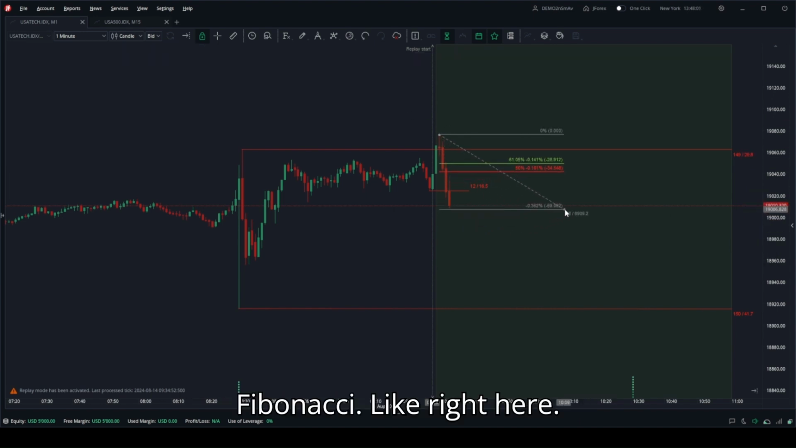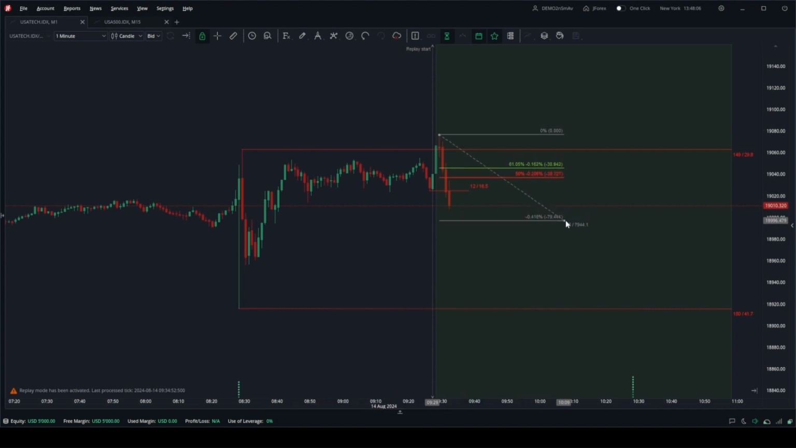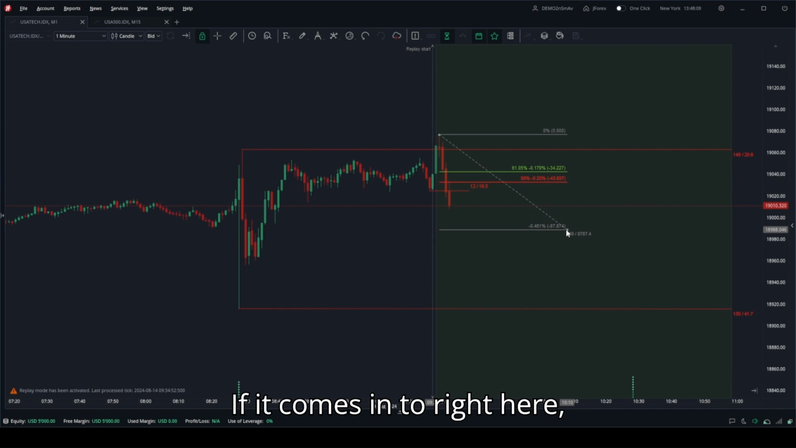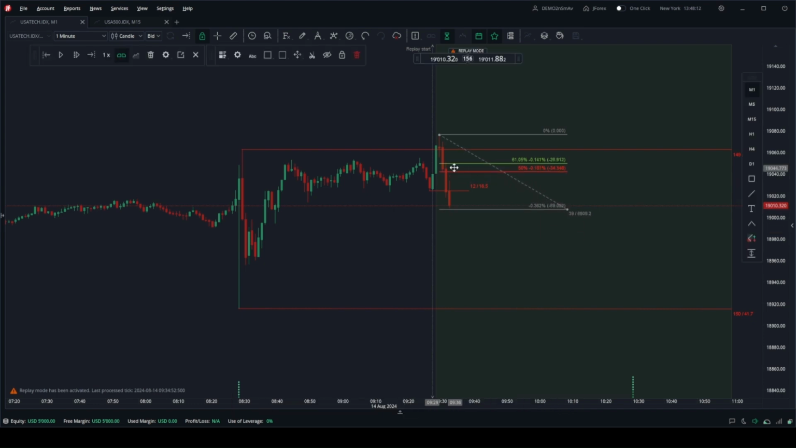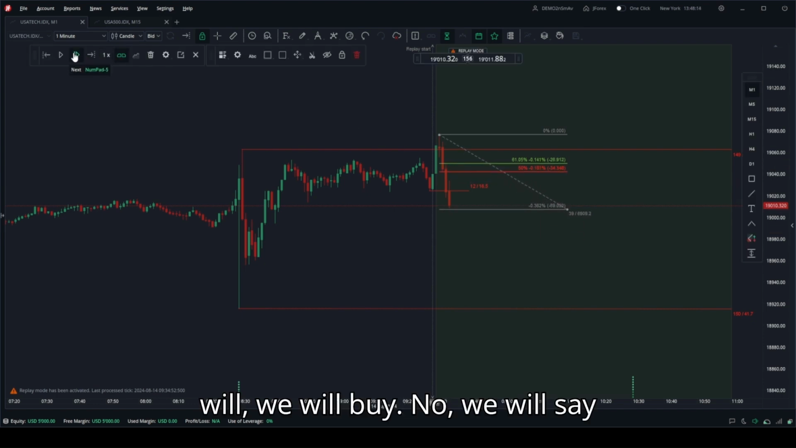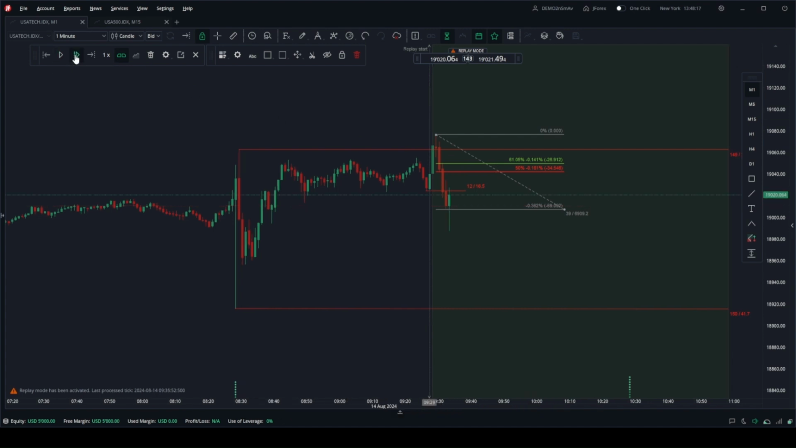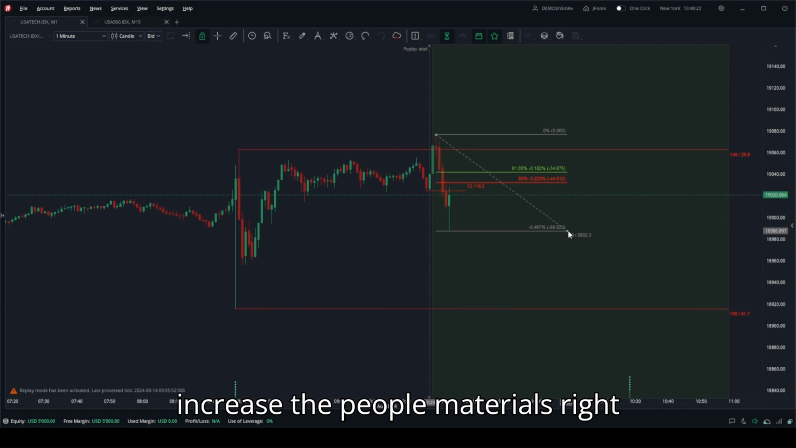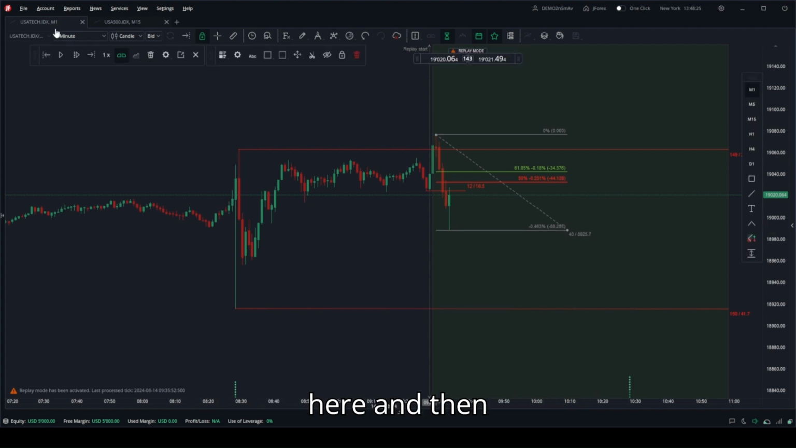of Fibonacci, right here. If it comes right here, we will buy. Oh no, we will sell, sorry. As we did this low, we extended the Fibonacci right here, and then set the sell stop right here, sell limit, sorry.